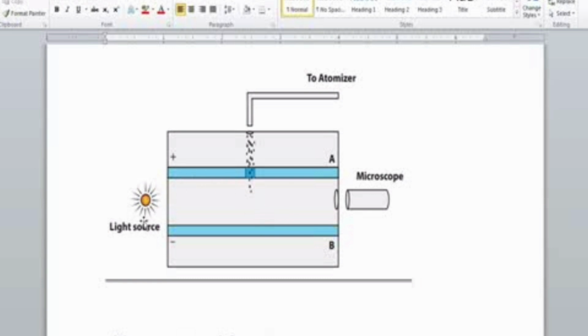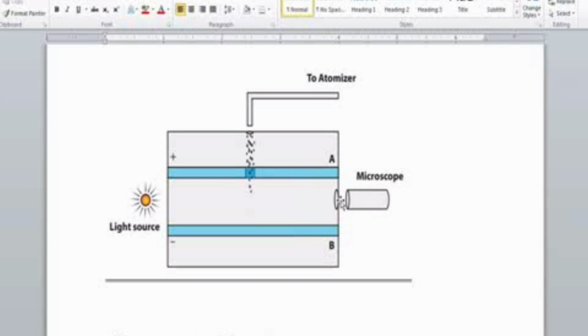On the opposite side, a light source is there. Because it is a closed chamber, it is not visible. That's why we are using a light source. Using that, you are able to see the oil drop inside the cylinder, and we can closely watch that oil drop by using the microscope.